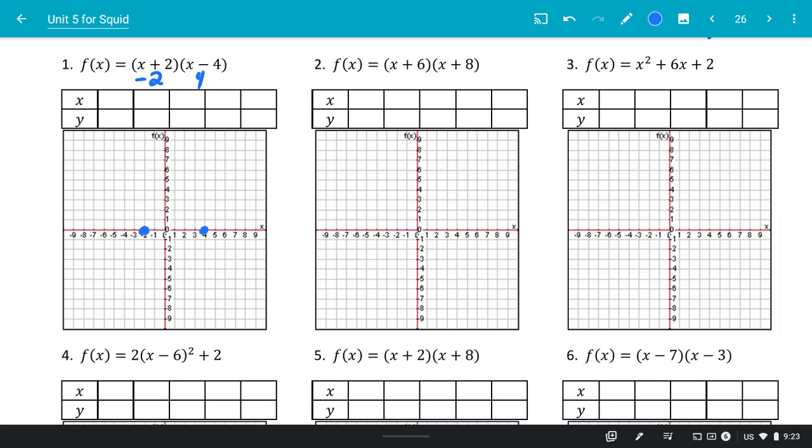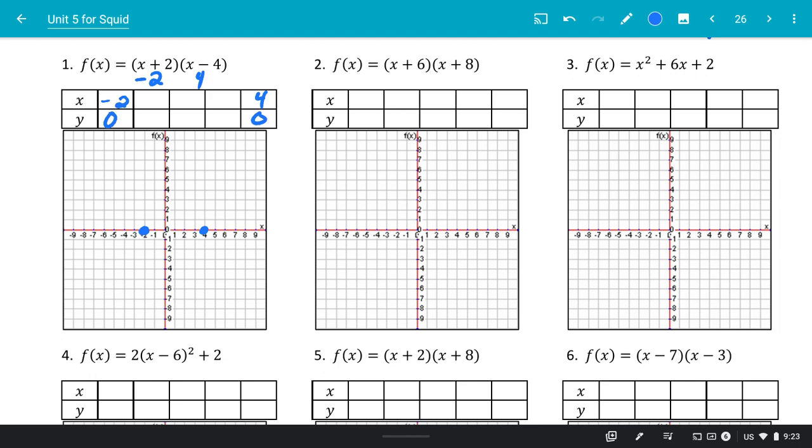Does everybody see it? So watch this. I'm going to choose those as 2 of my inputs. I'm going to choose -2 and 4. Guess what I already know about those 2 inputs? I already know their outputs are 0. Isn't that amazing? Never really thought about it like that, but that's what every ordered pair is, right? It's an input and an output.